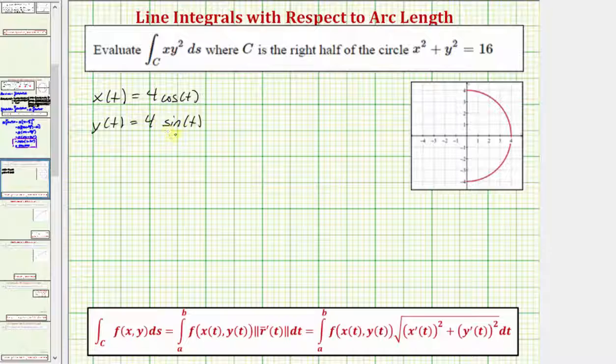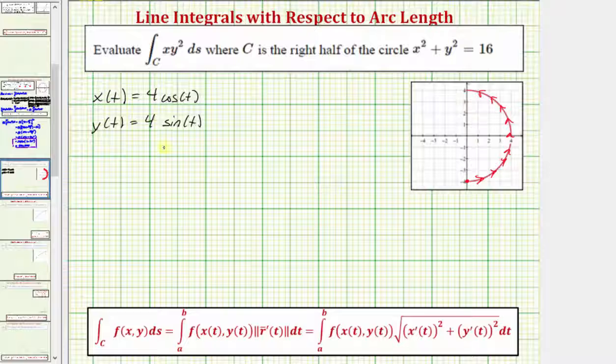Now let's determine the interval for t that would trace out this curve. Let's say we want to start here at this point and integrate in this direction. This would be the orientation of the curve. Well, notice when t equals 0, we'd be at this point here, 4 comma 0. So if we want to start here, we'll have to start when t equals negative pi divided by 2 radians. And then we'll stop integrating here, where t would be equal to pi divided by 2 radians.